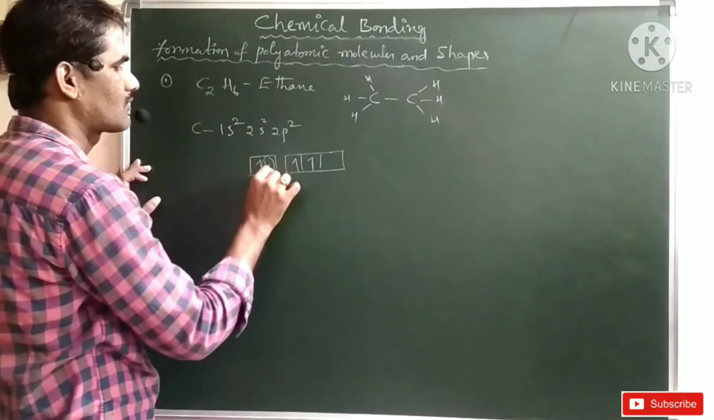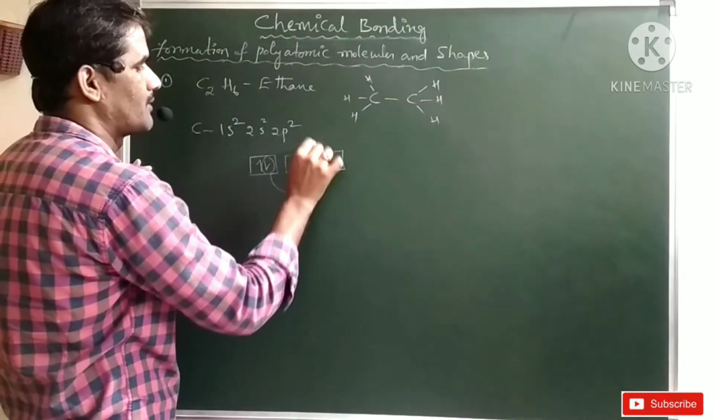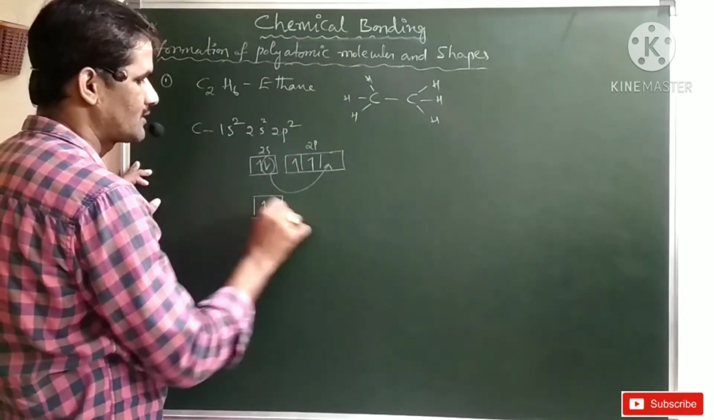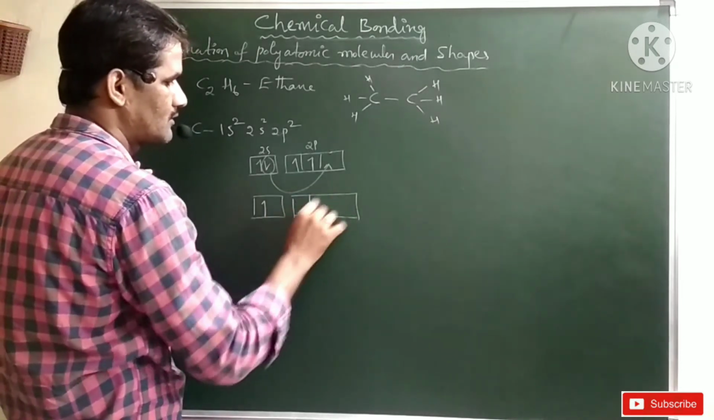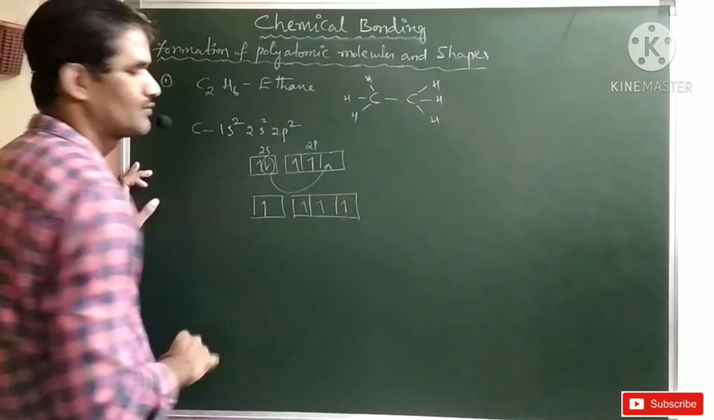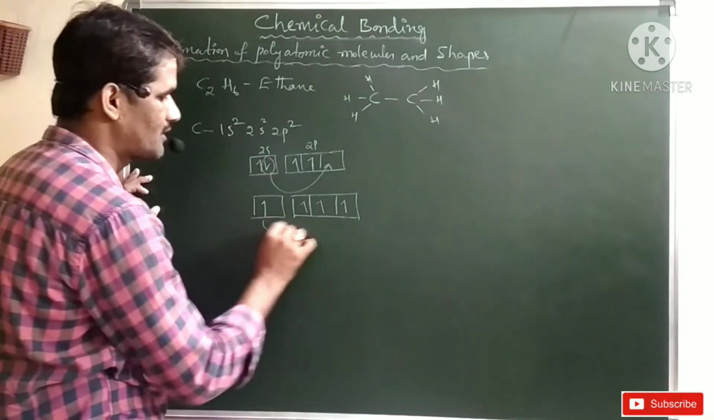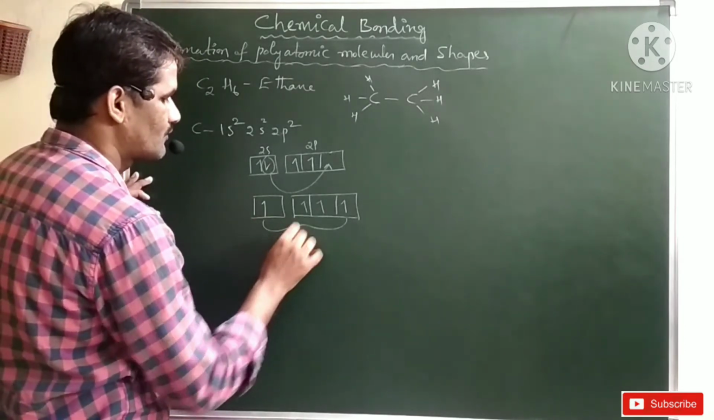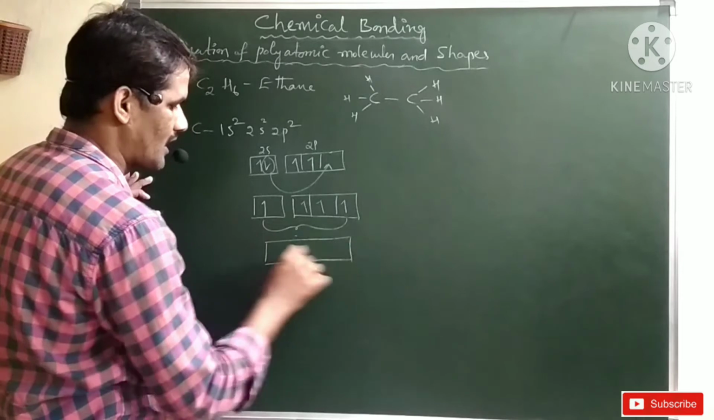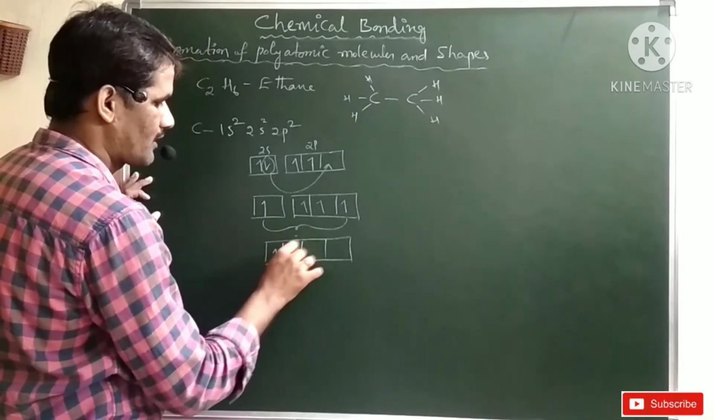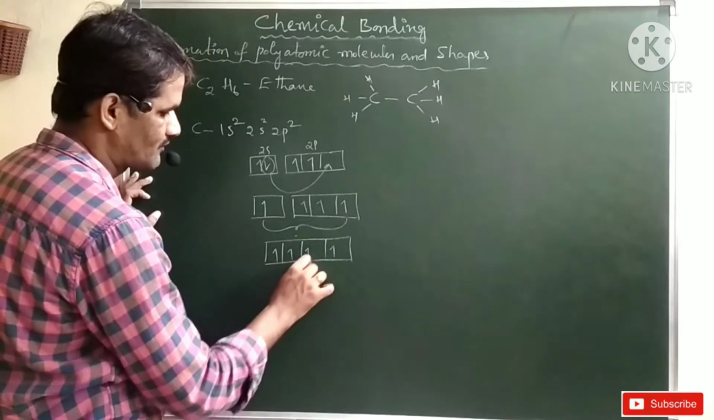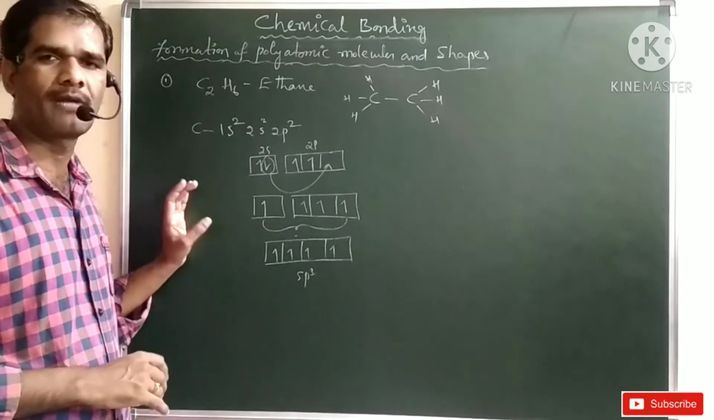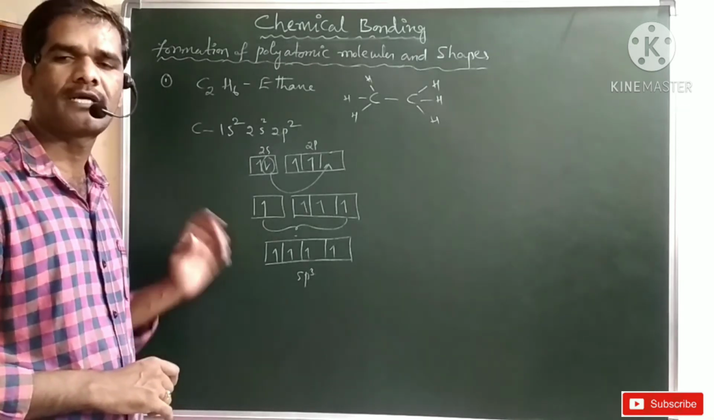Now one of the electrons will be excited to the 2p orbital. This is 2s and that is 2p. After the excitation, we get the electronic configuration 2s1, 2p3. Now this one s orbital and 3 p orbitals undergo hybridization and form 4 equal energy sp3 hybrid orbitals, each carrying 1 electron. See, these are 4 sp3 hybrid orbitals. These 2 carbons will undergo hybridization and each forms 4 sp3 hybrid orbitals.